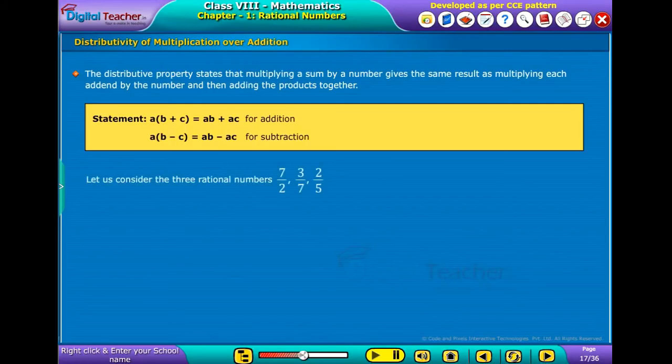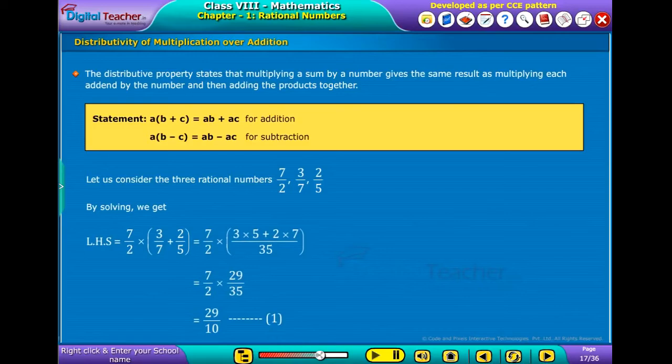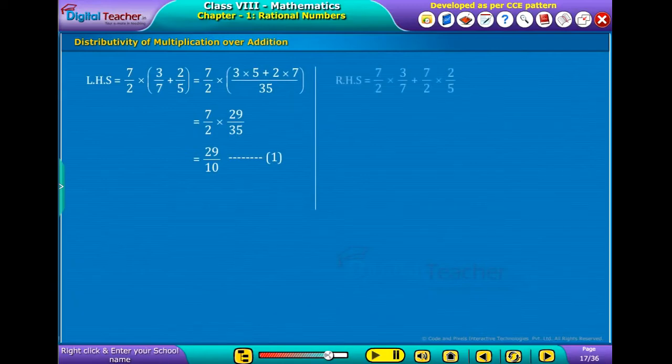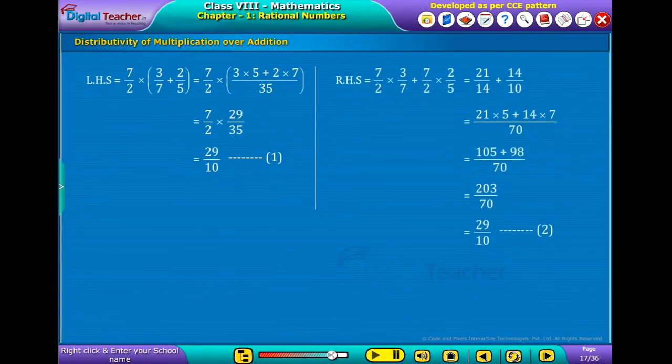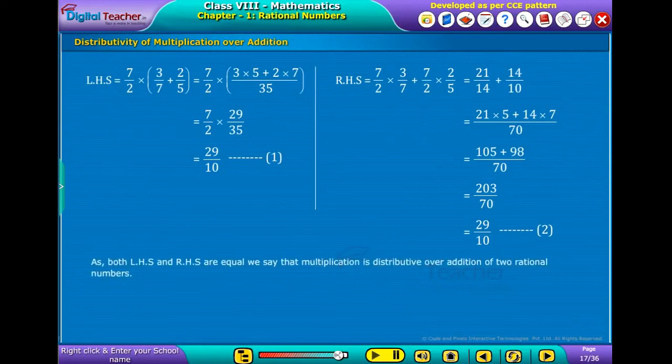Let us consider the three rational numbers 7/2, 3/7 and 2/5. By solving, we get LHS equal to 29/10. Let us represent it as 1. RHS equal to 29/10. Let us represent it as 2. As both LHS and RHS are equal, we say that multiplication is distributive over addition of two rational numbers.